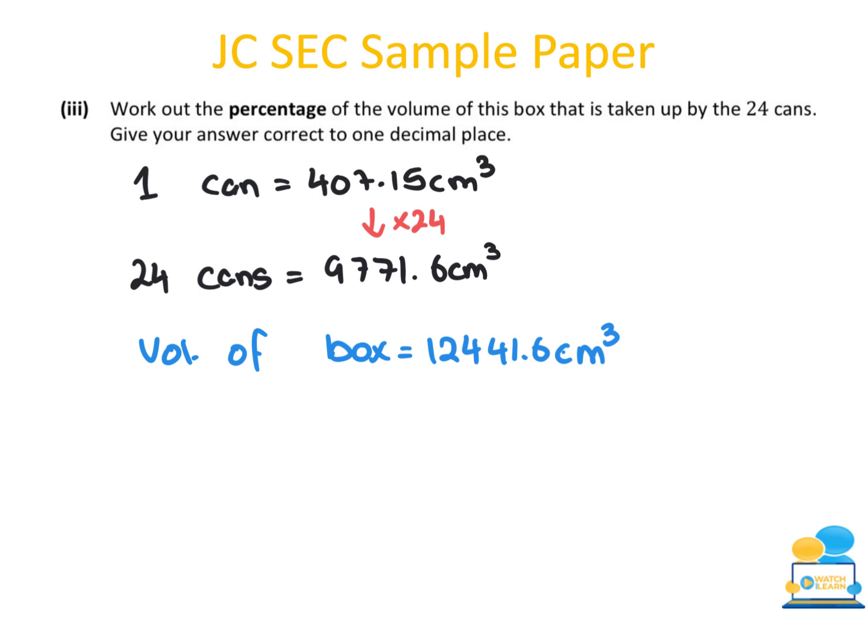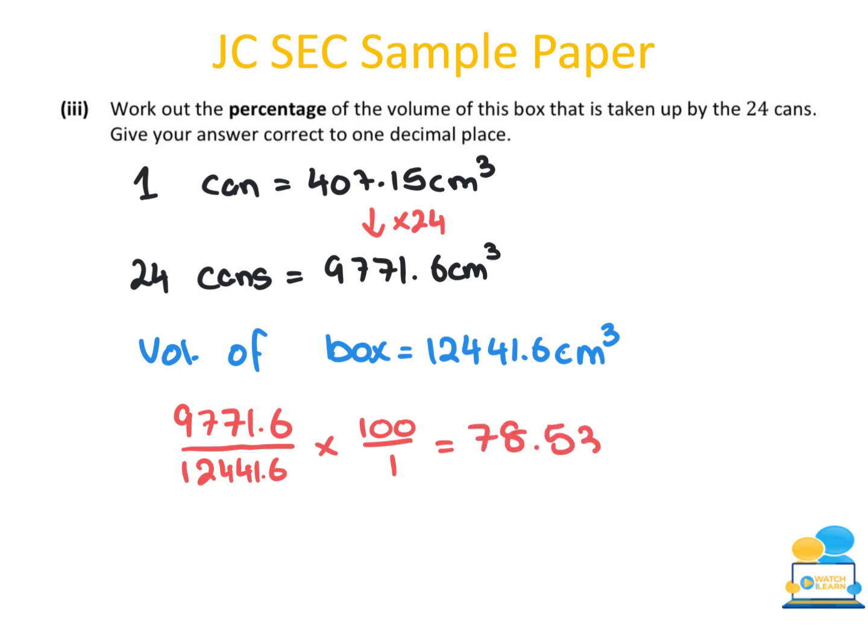So the 24 cans has a volume of 9,771.6 over the volume of a box, which is 12,441.6. To turn anything into a percentage, I first write it as a fraction, and then multiply that fraction by 100 over 1. And that gives me an answer of 78.5397%.